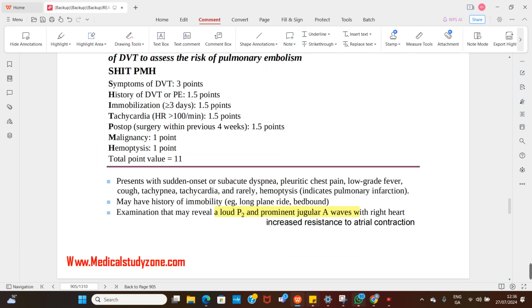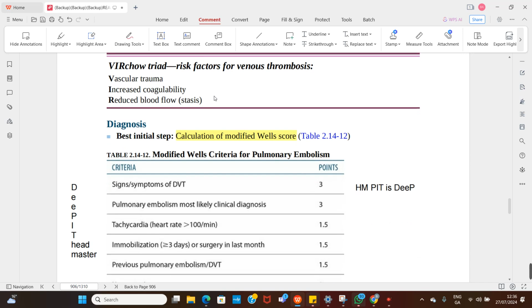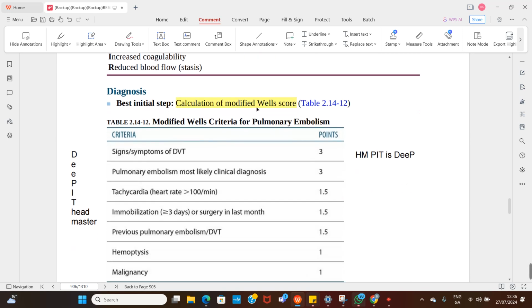So you have a high index of suspicion for pulmonary embolism. What's the next thing you want to do? You calculate your modified Wells. That is what you want to do. You pick up your pen and your paper and start calculating. Very, very important. Once you miss out on this, you have failed it. I'm telling you. If you don't calculate your Wells score, you have failed that question, unless you get it by luck.